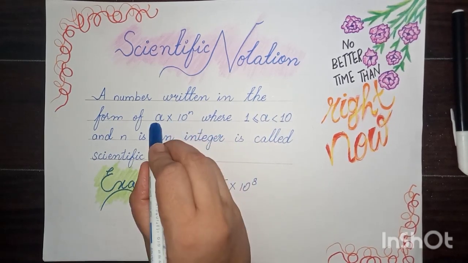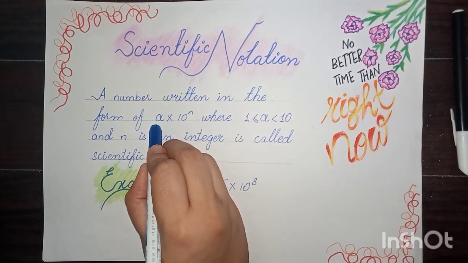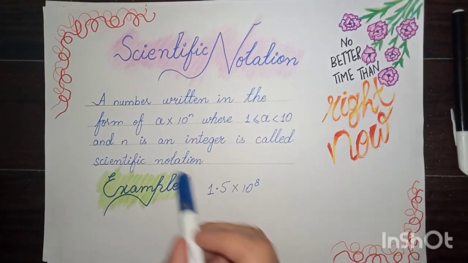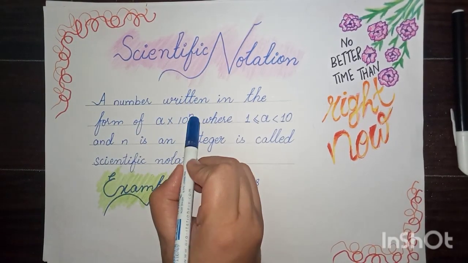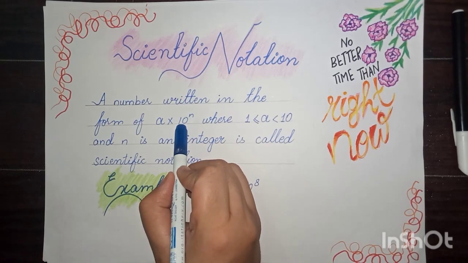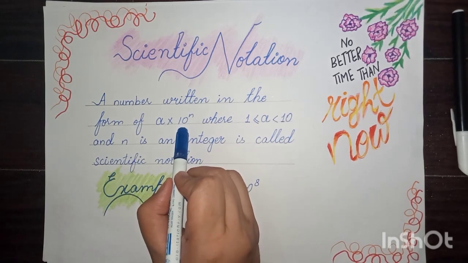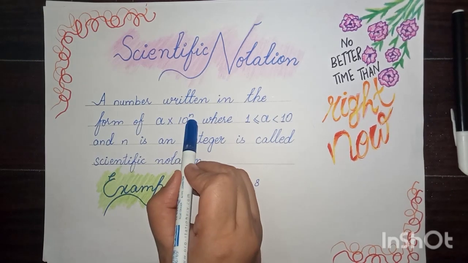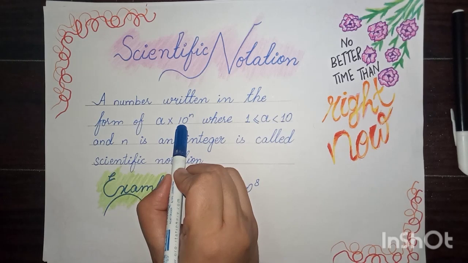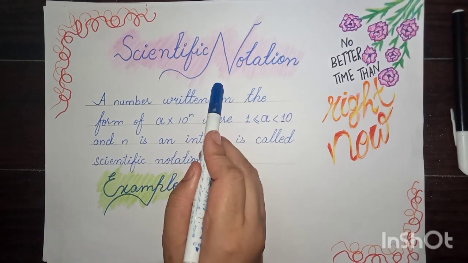Now we have to talk about this a, this coefficient number. This a is called the coefficient of this 10 raised to power n. 10 cannot be changed in this scientific notation. In scientific notation, each and every number must be written in the form of 10 raised to any power. So 10 cannot be changed in scientific notation.